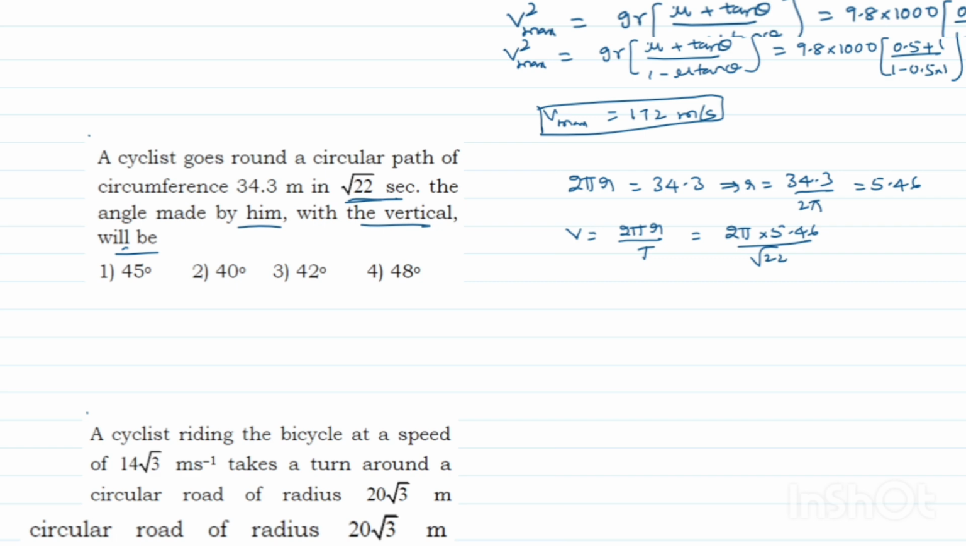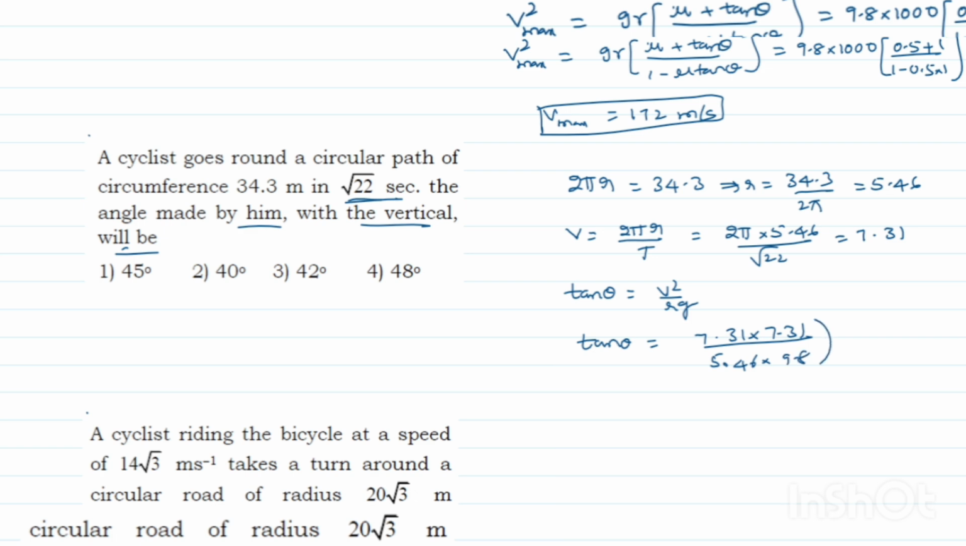So this value, when you calculate here, nearly will be getting as 7.31, the speed value. And tan theta, the angle with the vertical, will be equal to v square by rg. Here we need to calculate the theta value. Tan theta will be equal to v square, in the sense here 7.31 into 7.31, by r, the radius, which you will be getting as 5.46 into 9.8.